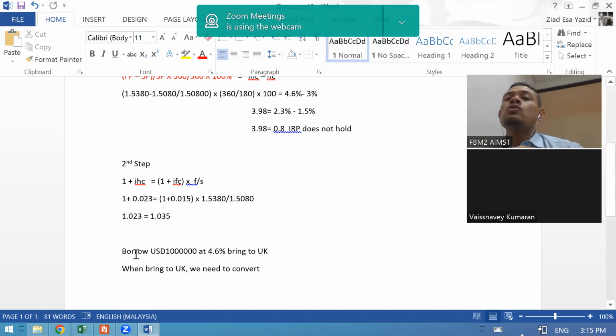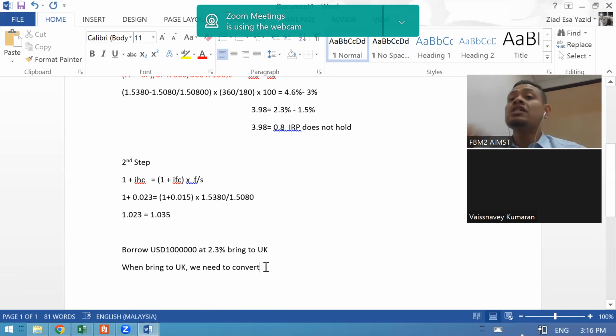Okay, so we borrow US dollar 1 million at 4.6 divided by 2. Okay, 4.6 divided by 2, okay, 2.3. We borrow 1 million at 2.3, and then we bring it to the UK. When we bring it to the UK, we need to convert it into pounds.